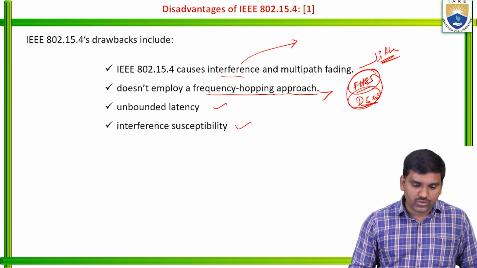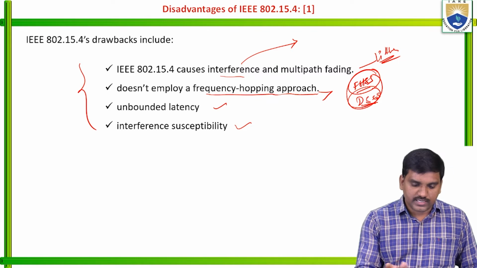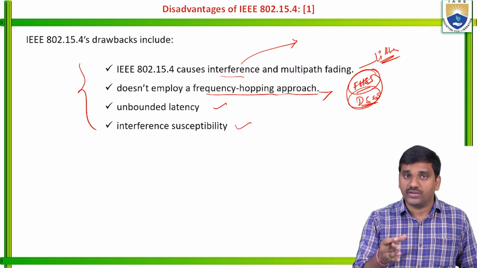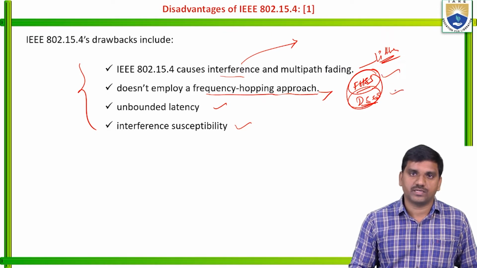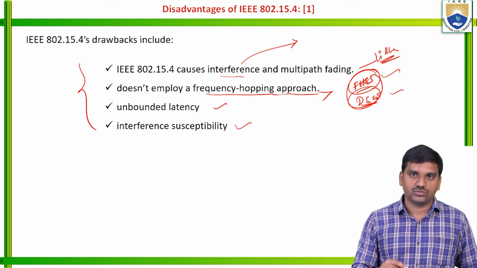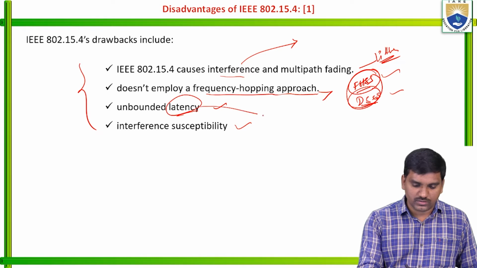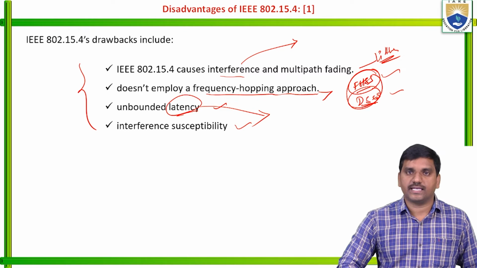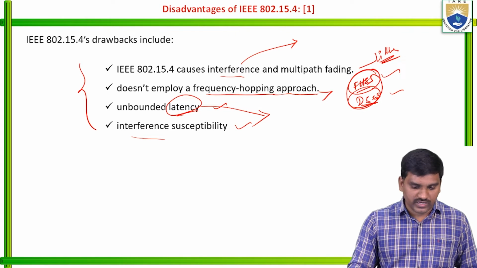So these are the 4 disadvantages of 802.15.4 LRWPAN. It causes a little bit of interference and multipath fading. It does not use the frequency hopping approach. If it used frequency hopping spread spectrum and direct sequence spread spectrum, the communication process would be very different. Next, unbounded latency. Latency is the delay in data transmitted through the entire network. Next, interference susceptibility. So these are the disadvantages.